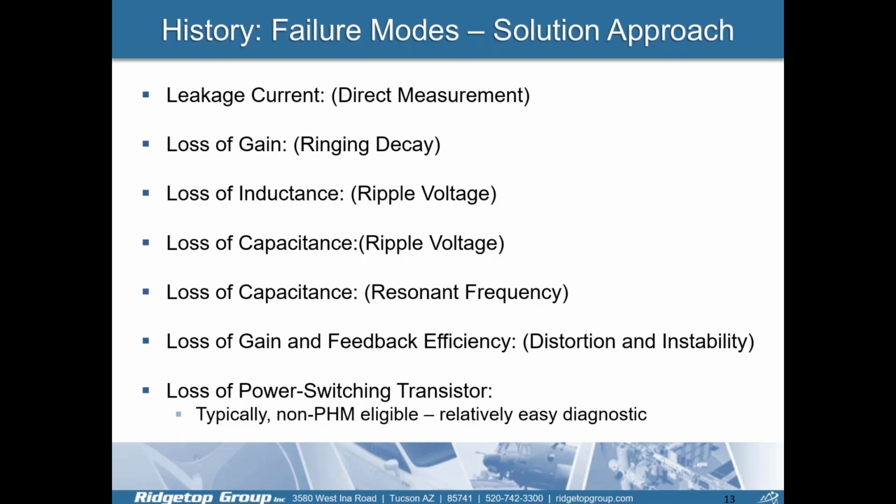Because when you lose gain in your feedback loop and you begin to lose feedback efficiency, for example, a decrease in Miller or capacitance feedback, you typically shift the phase margin of the power supply, which results in distortion and also in unstable operation. You can also look at a power switching transistor. Typically, we don't try to make power switching transistors prognostic-enabled because when they fail, it's almost an avalanche type of failure. It happens very quickly, and it's sort of like, well, it's going to fail in 1 second. So from a PHM point of view, that's really not an eligible target.